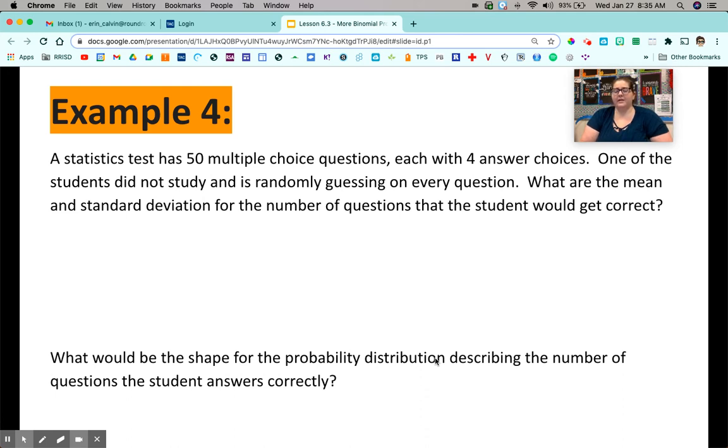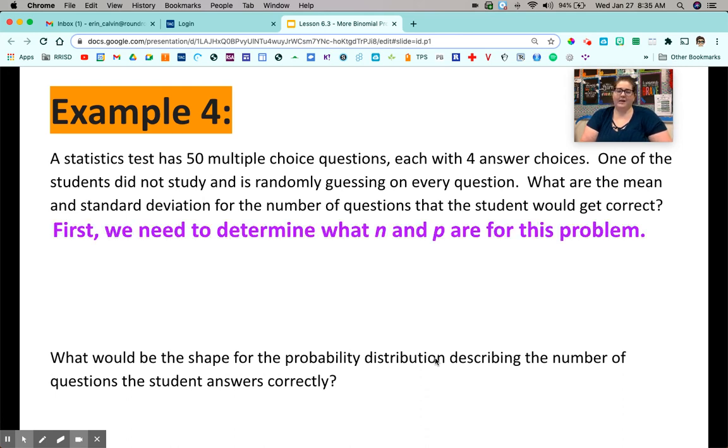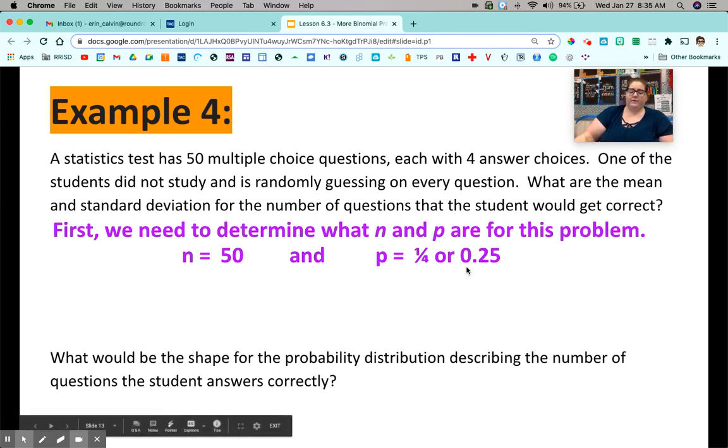So first thing is to identify what N and P are, because we're going to need that in order to use any of the formulas that we have. So N would be 50, because we have 50 questions on this quiz or test. And then P, like I mentioned, is 1 out of 4, because there's 4 answer choices. So 1 out of 4 or 0.25. So you have a 1 out of 4 chance of getting any question right, which is 0.25.